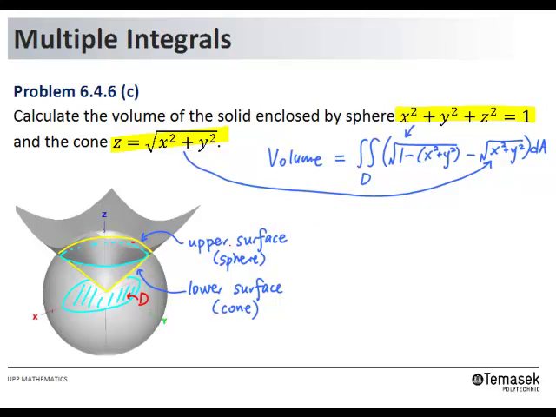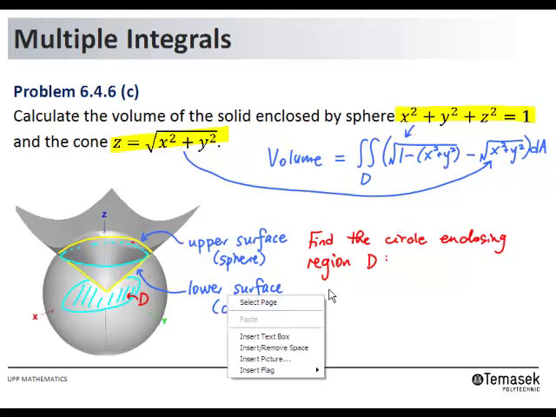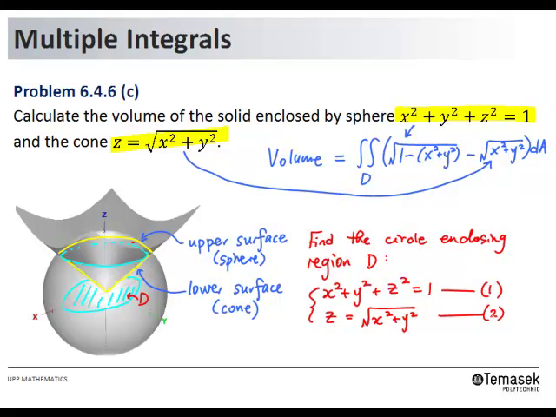We need to do some working to find the circle expression for the region D. This is found by solving the two equations. By substituting equation 2 in 1, we get this. Therefore, the circle is represented by x squared plus y squared equals half.